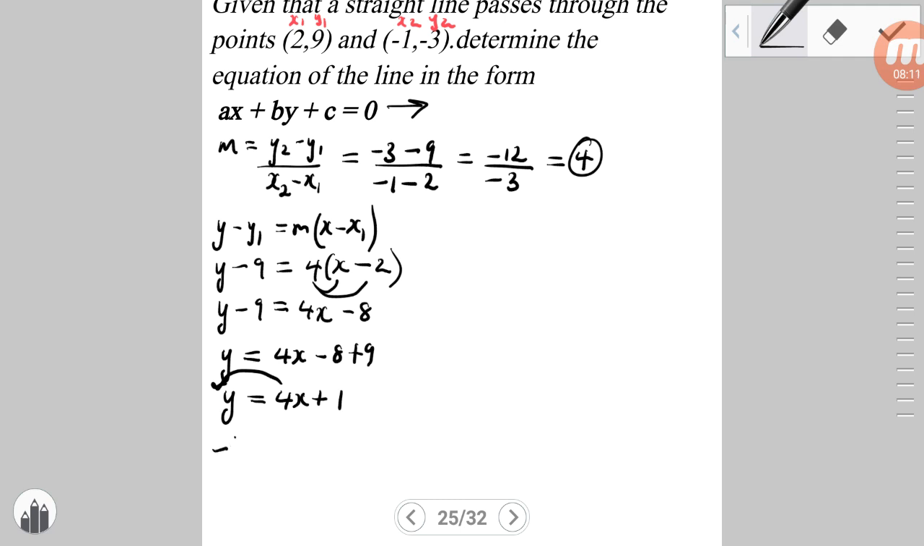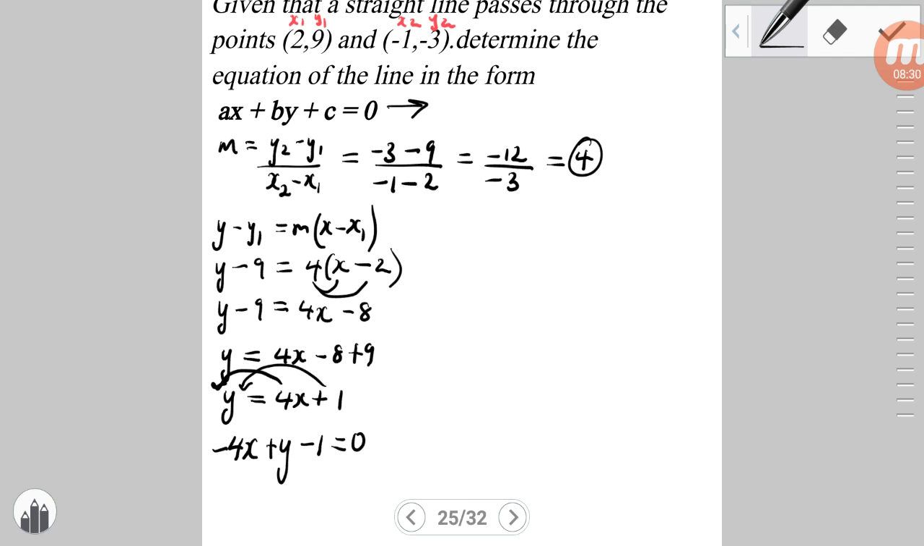We're going to end up with negative 4x. All right, the y is already on the left, so that's going to be positive y, and then we're going to transpose the 1 over here, so we're going to end up with minus 1, and now everything is equal to 0.